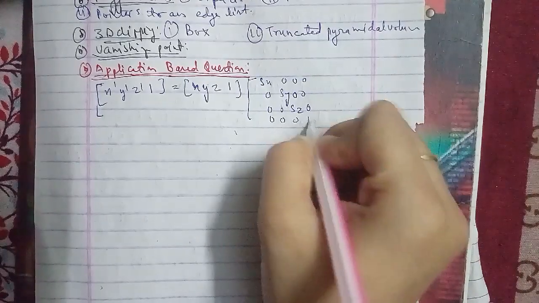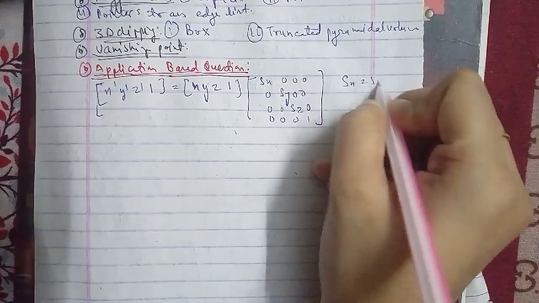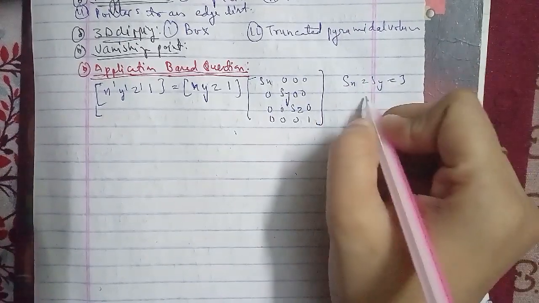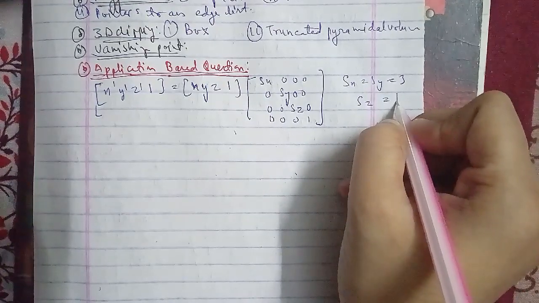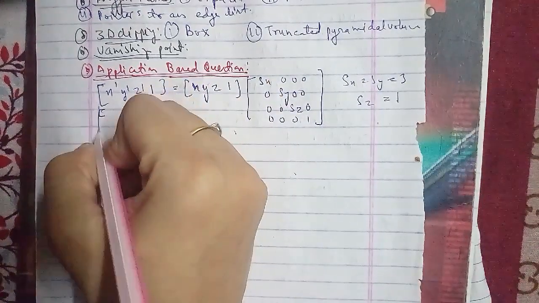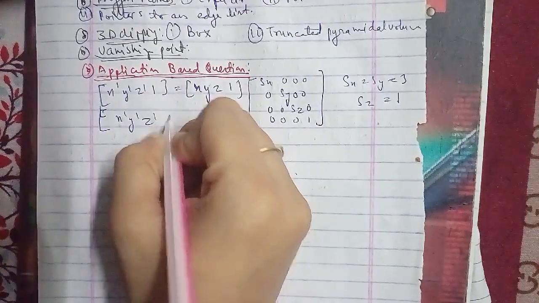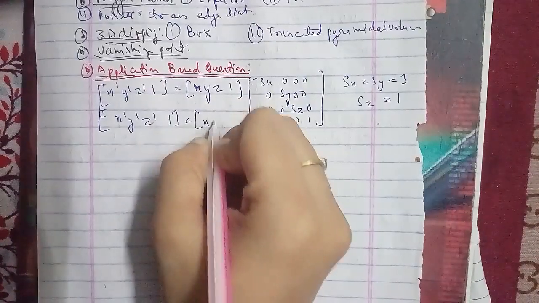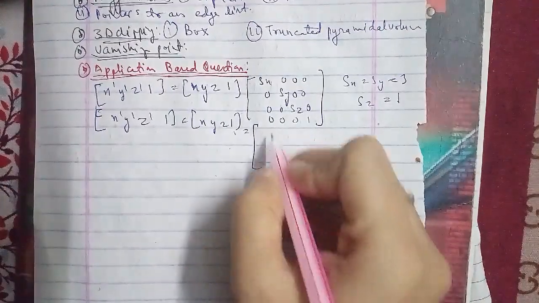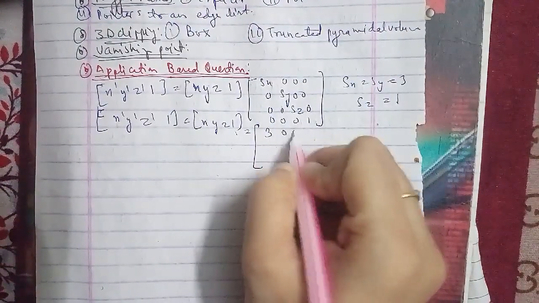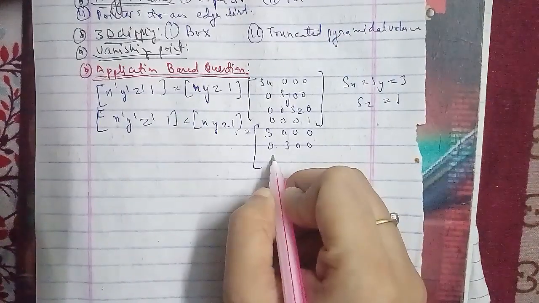So we'll have [x', y', z', 1] = [x, y, z, 1] times the matrix 3 0 0 0, 0 3 0 0, 0 0 1 0 and 0 0 0 1. This is the answer of the question. I repeat, the question is: write the three-dimensional homogeneous transformation matrix for scaling x and y by 3 times. So that has been represented.